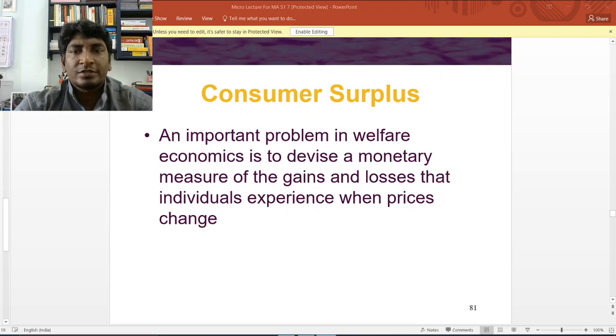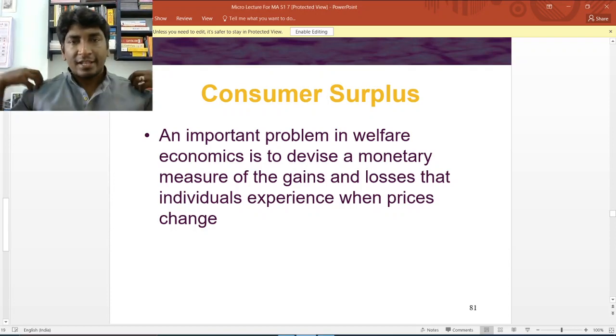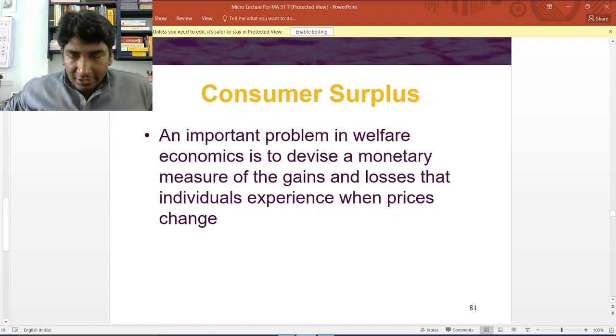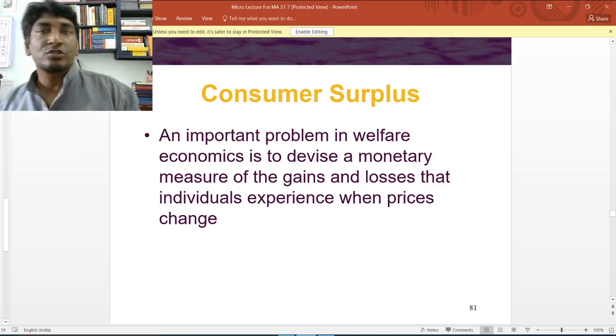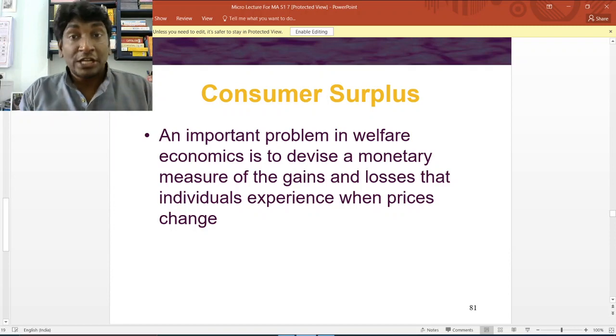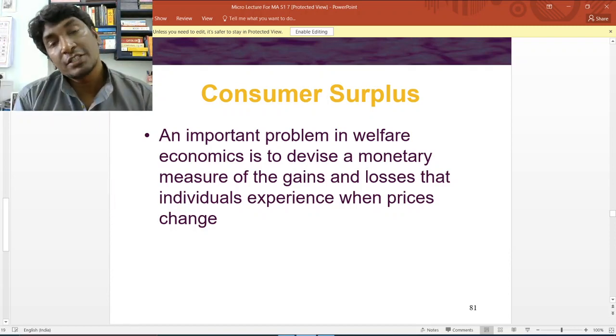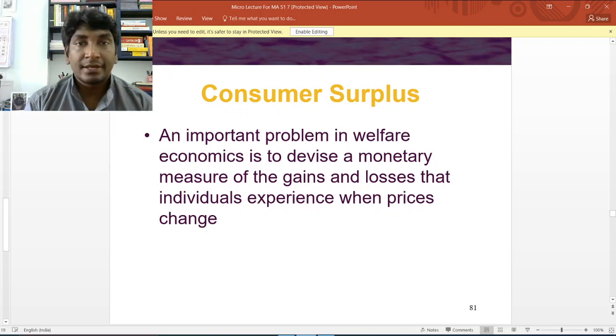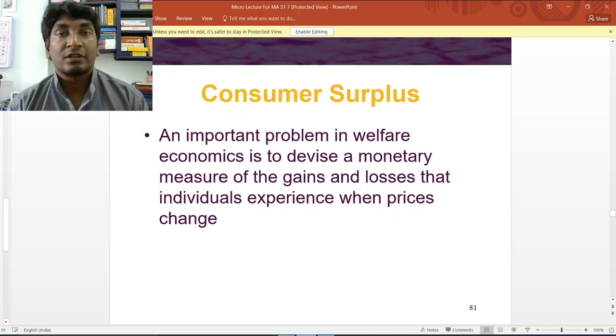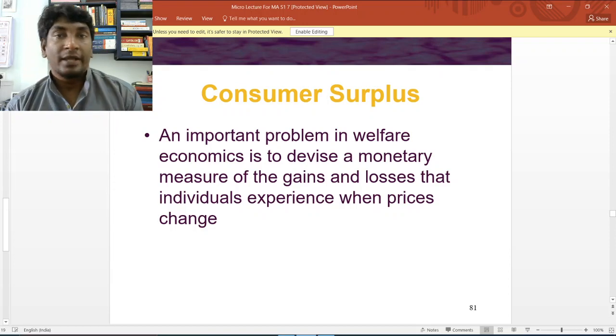Good morning, students. Today I'm going to talk about the consumer surplus. So we have already seen how the change in price is going to have an effect on the substitution, that is, other commodities preferred by people, as well as how much they are going to buy of the same commodity.